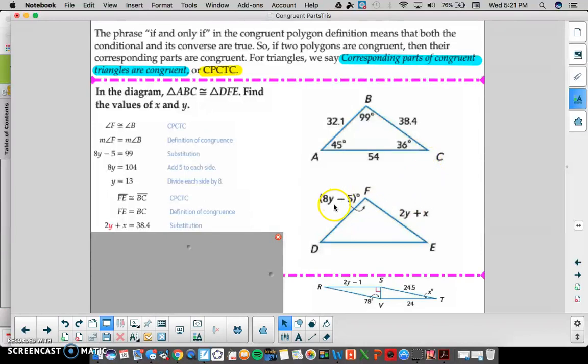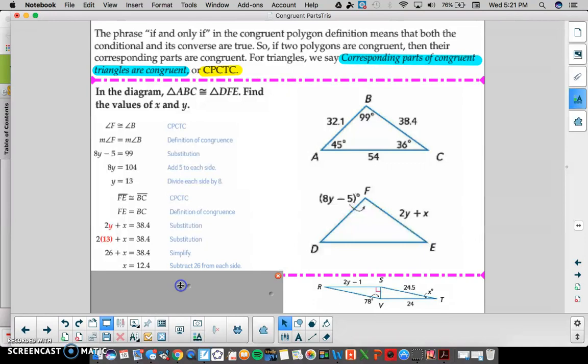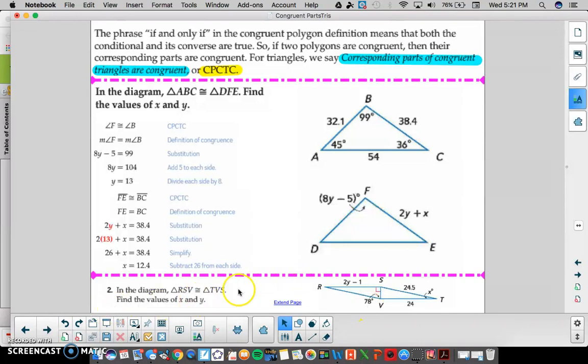But previously we solved for y, so I can also substitute our value for y into that expression here. So now I have 2 times 13 plus x equals 38.4. So simplify that a little bit, which of course is actually substitution there. And then subtract 26, and we get x is 12.4. Right, this problem down here I want you guys to do, I want you to solve for x and y in this example, knowing that triangle RSV is congruent to triangle TVS.